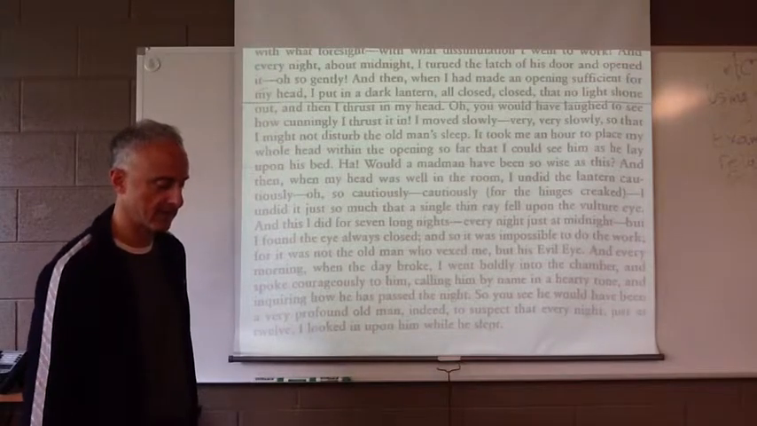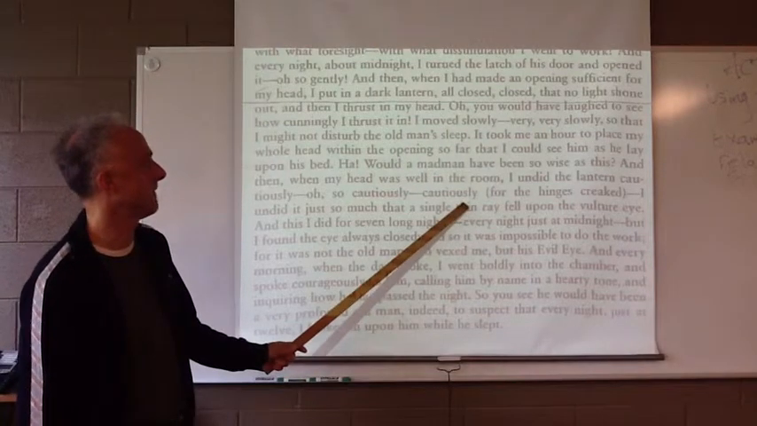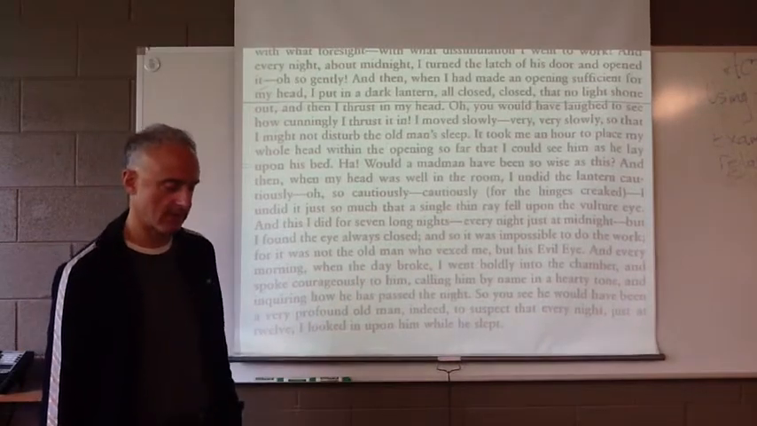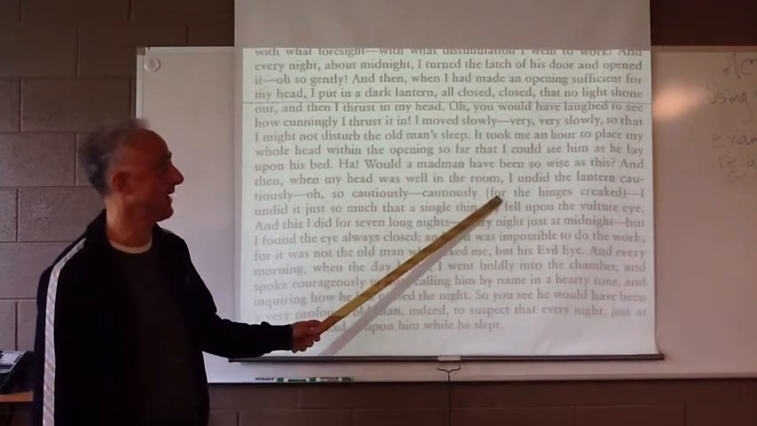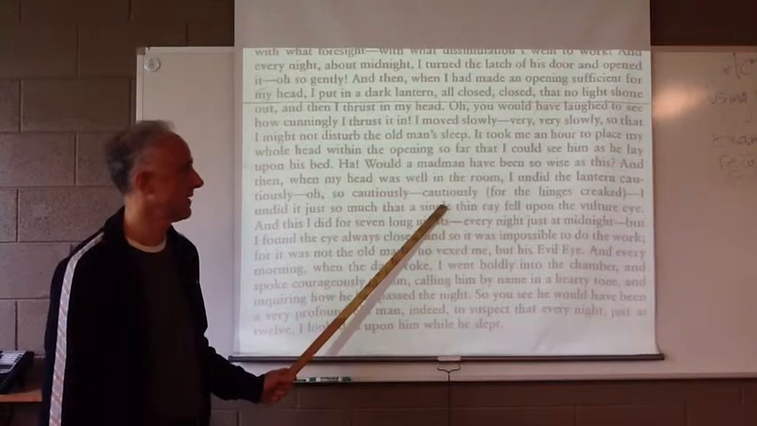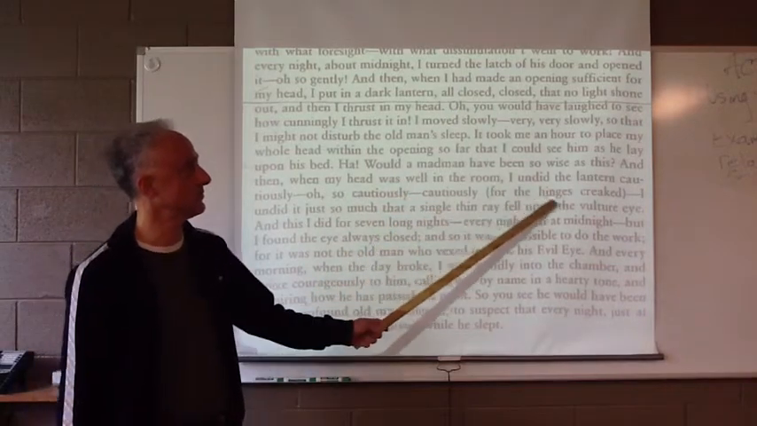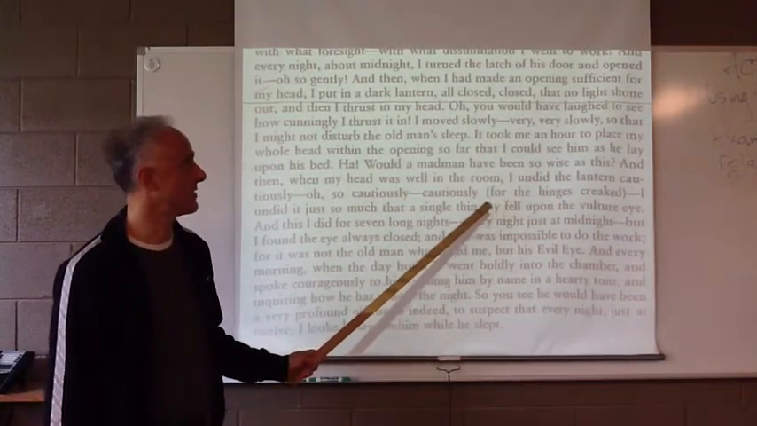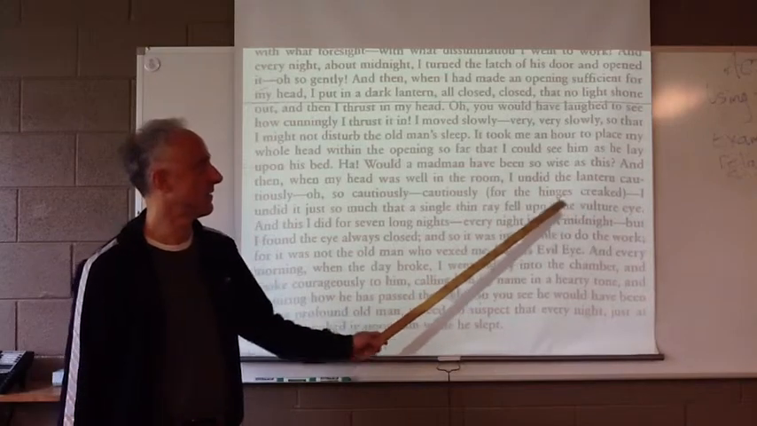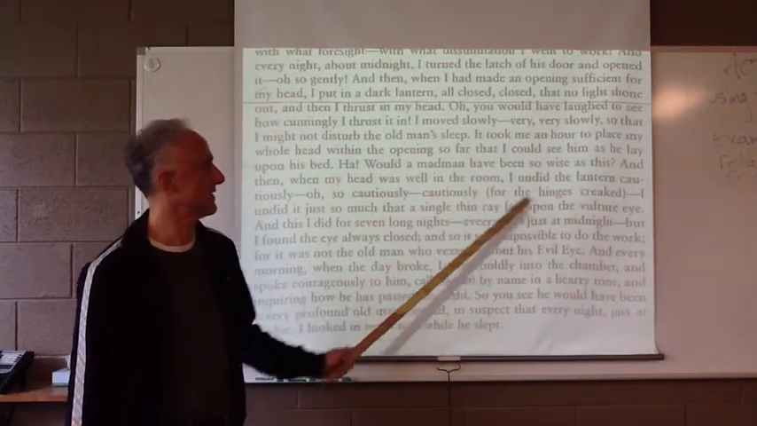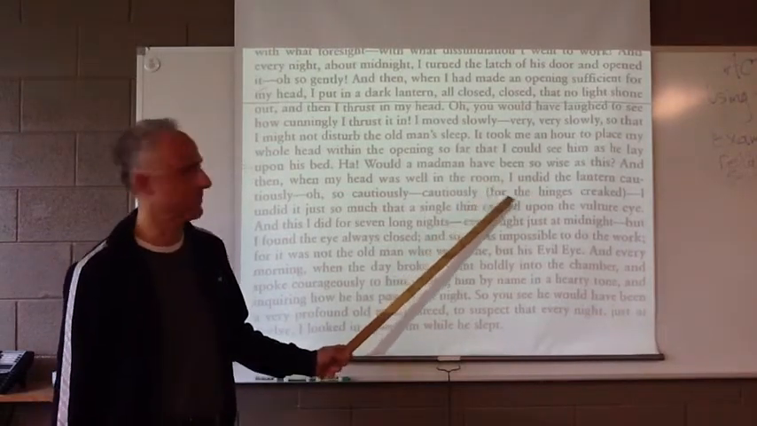Question 8 asks, in the phrase, "Oh, so cautiously, cautiously, for the hinges creaked," right here, why does the author use, for this one time, actual parentheses and not on others? Because we are moving from a very silent situation to a mention of noise. And also this prepositional phrase and this little clause here, hinges creaked, doesn't go grammatically with the rest of the sentence, and it also idea-wise doesn't go with the rest of the sentence. So it's set apart.